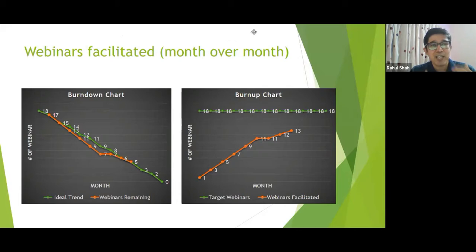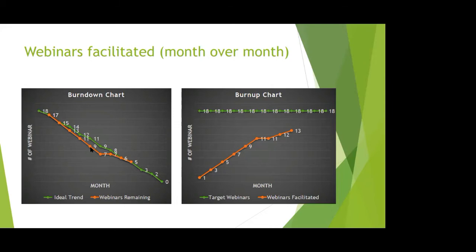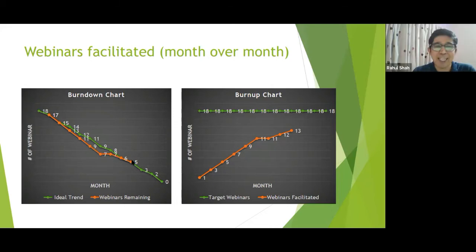I was thinking, let me put how many webinars I facilitated month over month in the last 9 months. I initially decided I would do twice a month, and I put 18 here. So in a 1 year time frame, I will be completing 18 webinars. I have an ideal green line, and the orange line shows what I am doing. It is going pretty well. In between, I didn't do any, and then again on track.